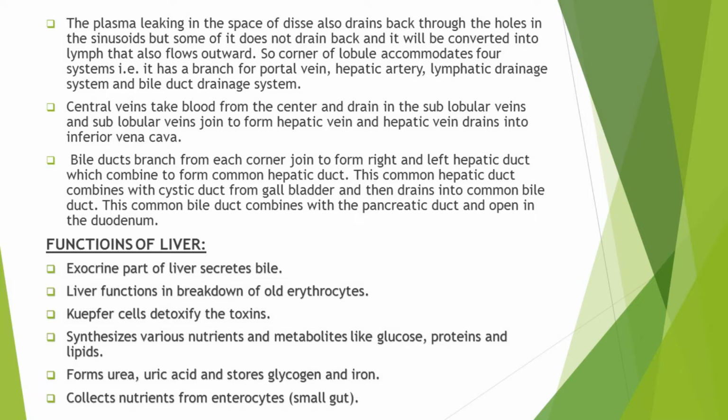So we can say that the corner of the hepatic lobule actually accommodates four systems. That is, it has a branch of the portal vein, it has a branch of the hepatic artery, it has a lymphatic drainage system, and it has a bile duct drainage system.